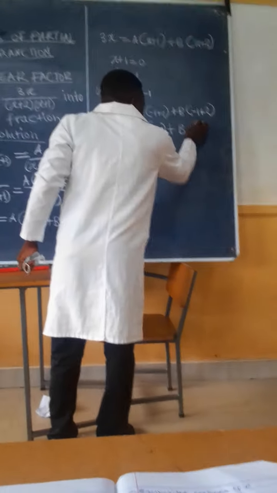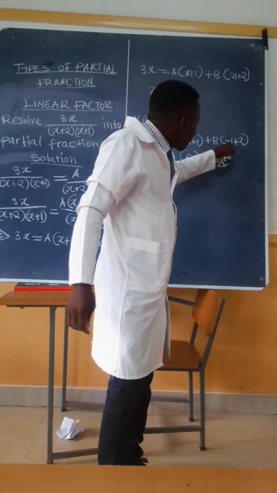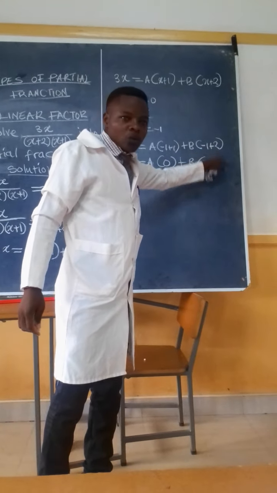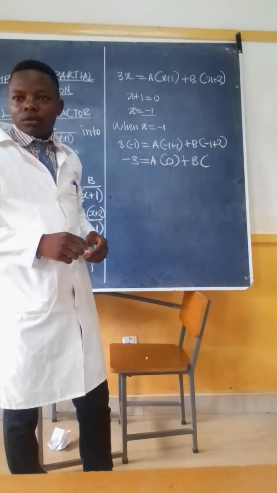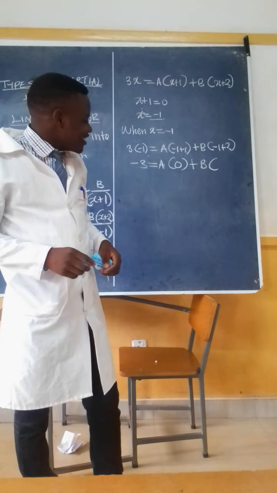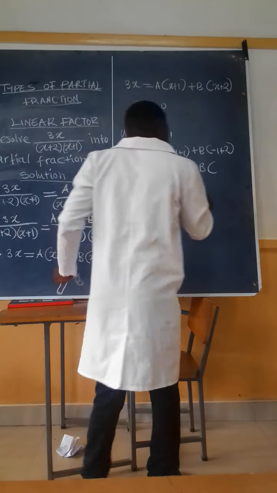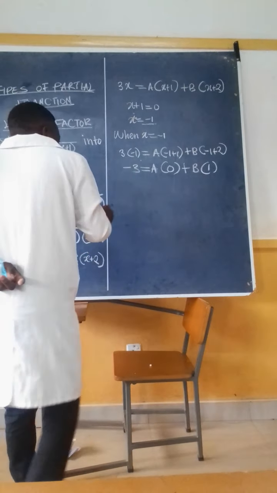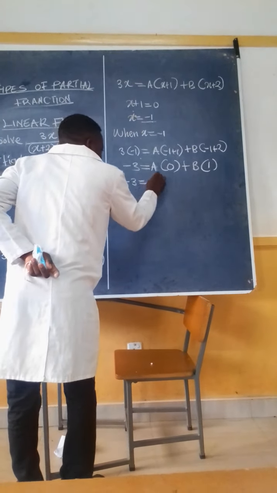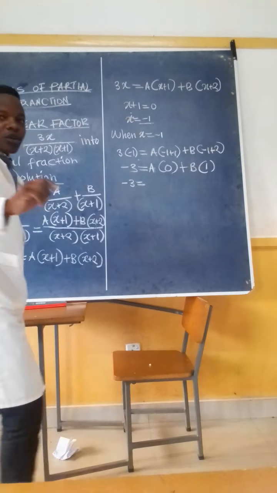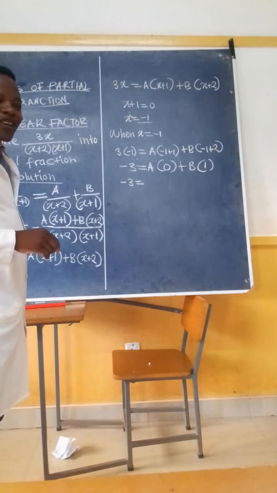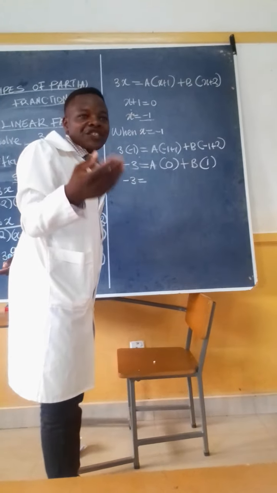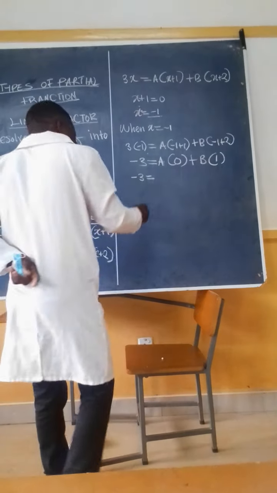Plus b(negative 1 plus 2). Very correct, the answer is positive 1. So we say negative 3 is equal to a times 0. Very correct, and already simplified: any number multiplied by 0, the answer is 0.